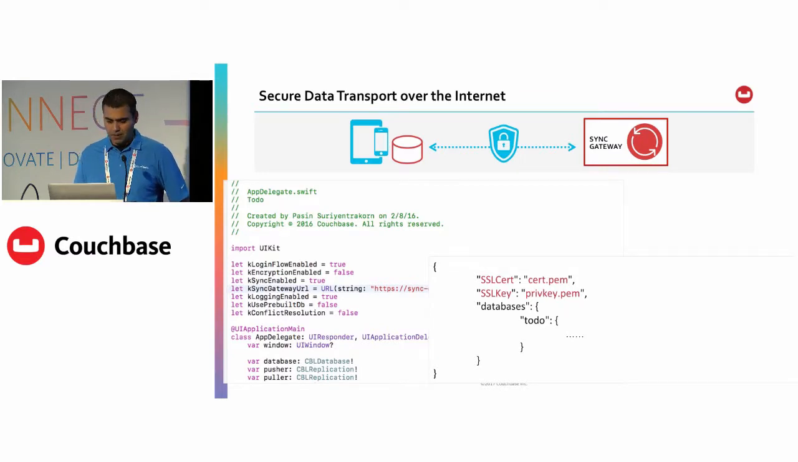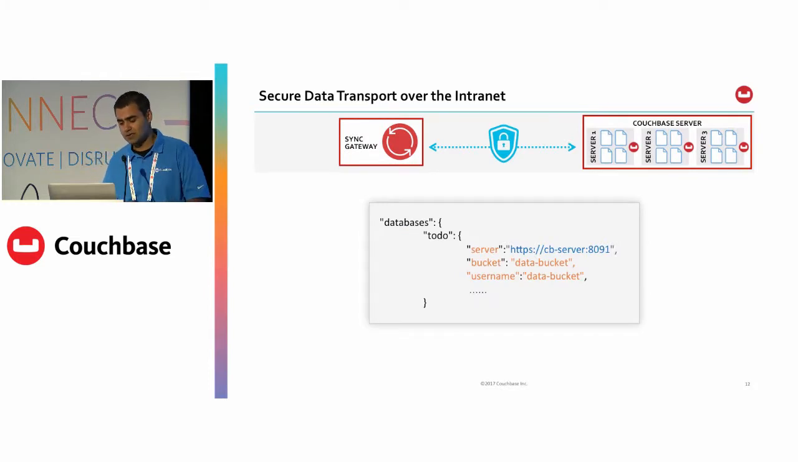appropriately. To configure the sync gateway, you actually have to specify the certificates in the sync gateway configuration API, so that sync gateway knows how it's going to actually encrypt and decrypt the communication. This is, again, transport over the internet.